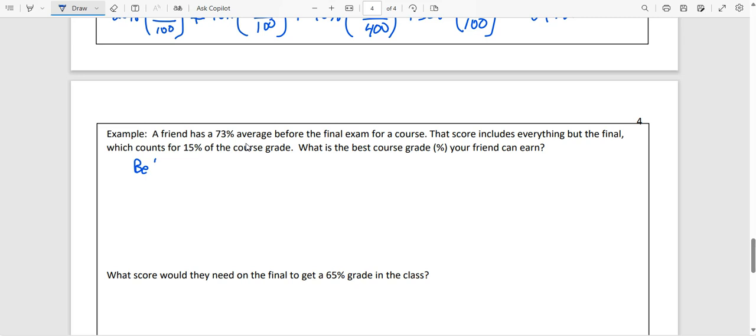So before the final, the weight, if the final is 15%, then everything before the final is the other 85%. That's the total score in the weight in the class. So they have 73%. So if for the 85% of the course before the final, they have 73%, that would be 73 over 100.